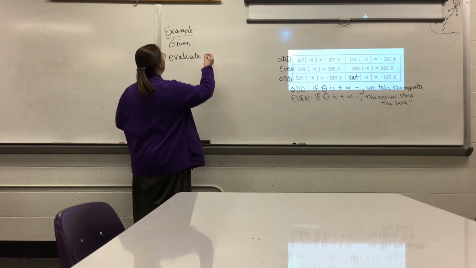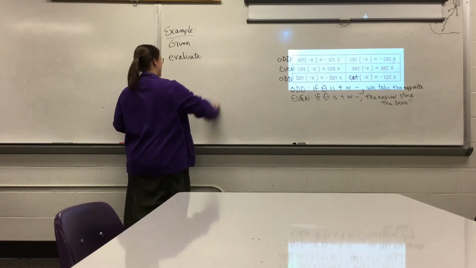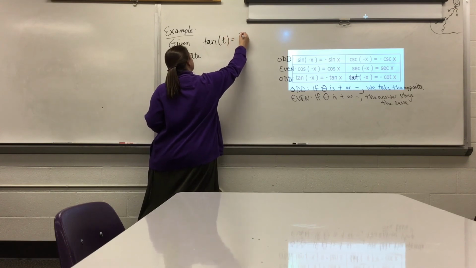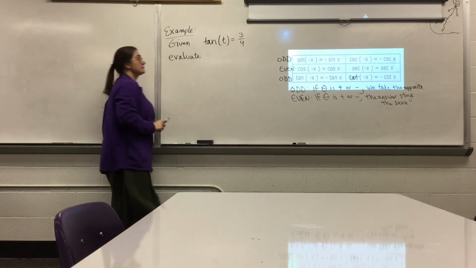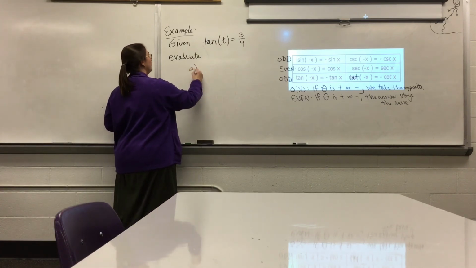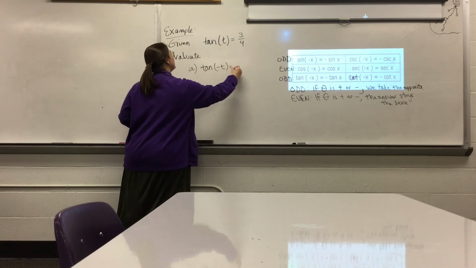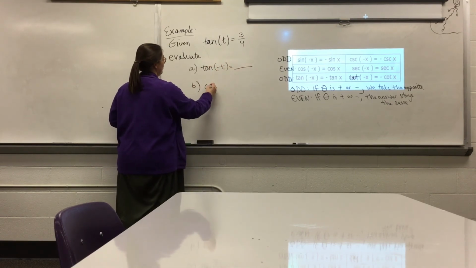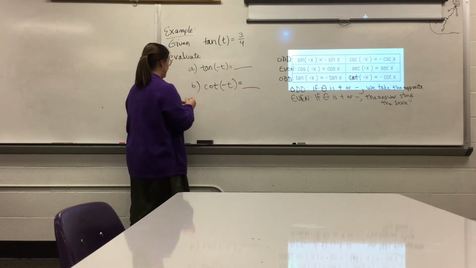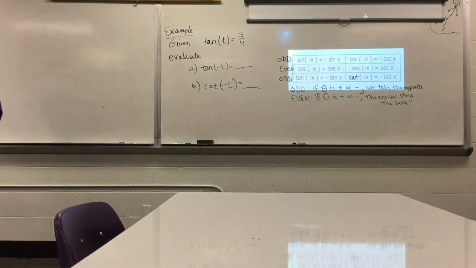Let's do tangent. The tangent of t is 3/4. I want you to evaluate the tangent of negative t and the cotangent of negative t. Okay, so try it and see what you get.